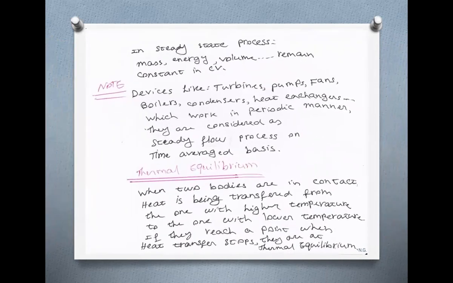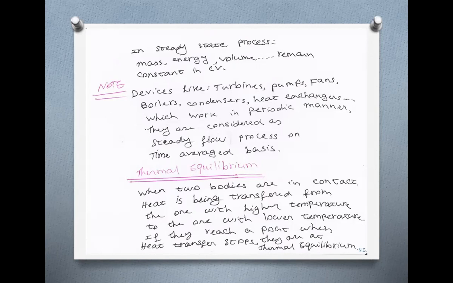So in this slide, I explain what I just explained to you. In a steady state process, mass, energy, volume, everything remains constant inside the control volume. It doesn't increase, it doesn't decrease. Devices like turbine, pump, fan, condenser, heat exchanger, we're going to learn about those later, starting from chapter 2. These devices work in a periodic manner. I have a question for you, and I give you 1 or 2 minutes to think about it. Then I'm going to explain myself, or if there is any volunteer, you can explain it too.